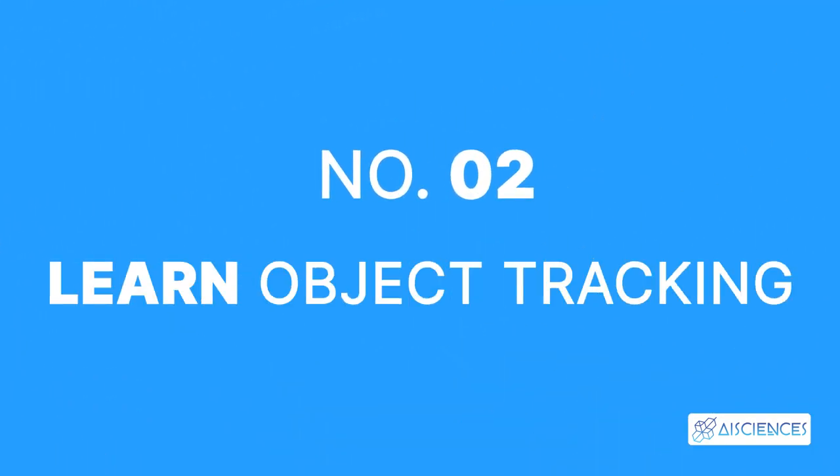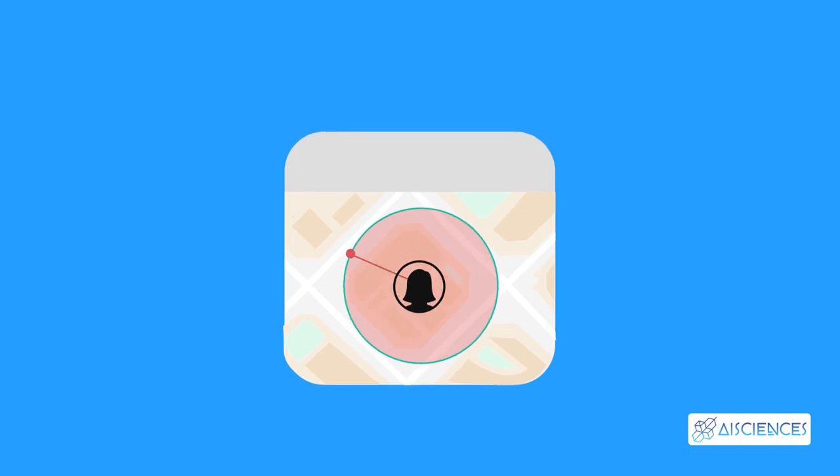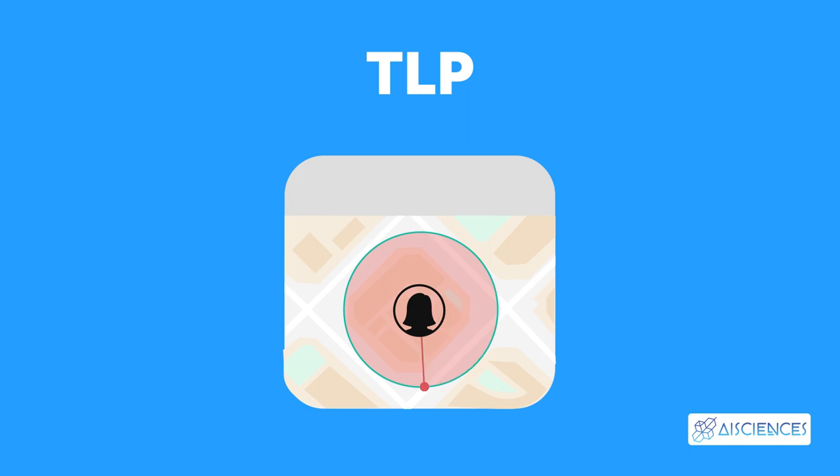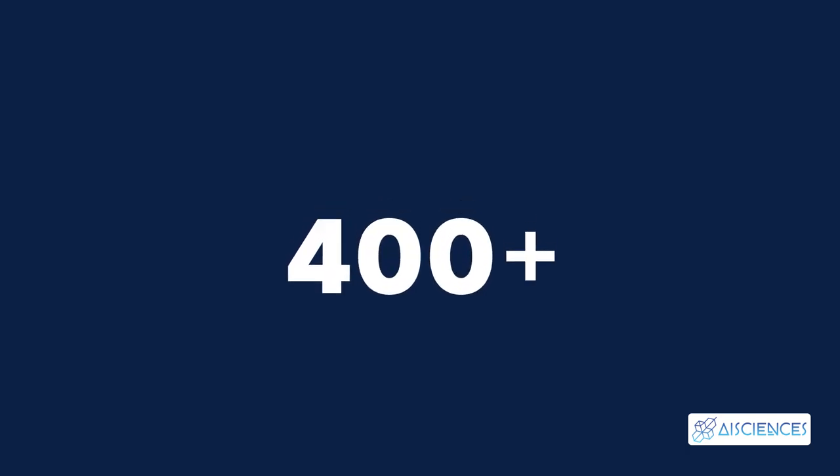Number 2. Learn object tracking. This is an advanced video analysis application of computer vision. An object tracking model identifies and tracks a specific object in a video. You can use the TLP, or Track Long and Prosper, dataset for this project. This dataset has 400+ minutes of various clips.